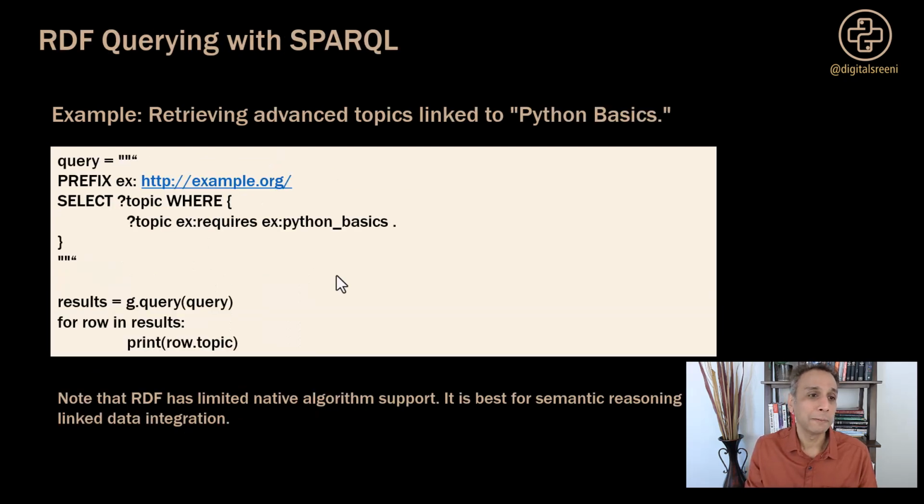Now, RDF querying looks very similar to your SQL querying, where you put your prefix to convert that into a URI, and then you say select ?topic where topic requires Python basics. So this is a way. Again, this is something you need to learn if you plan on using RDF querying.